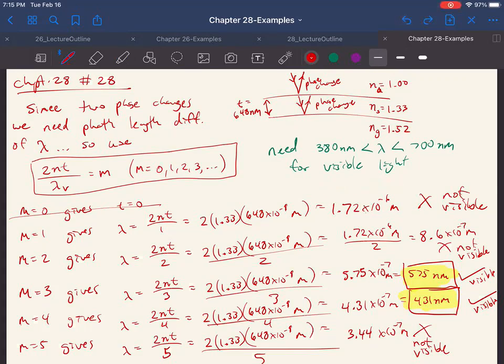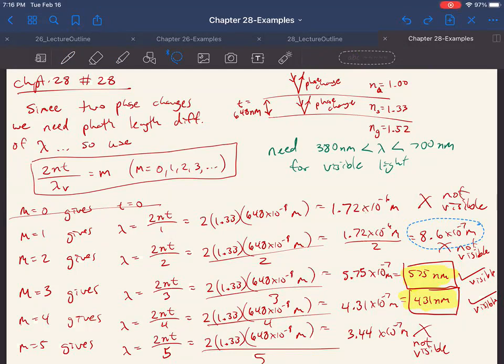If we go to m equals 2, we do the exact same thing, but this time we divide by 2 instead of dividing by 1. And so when you do that, you get 8.6 times 10 to the negative 7th. So that becomes 860 nanometers. And that is also greater than 700 nanometers and is therefore outside the visible spectrum.